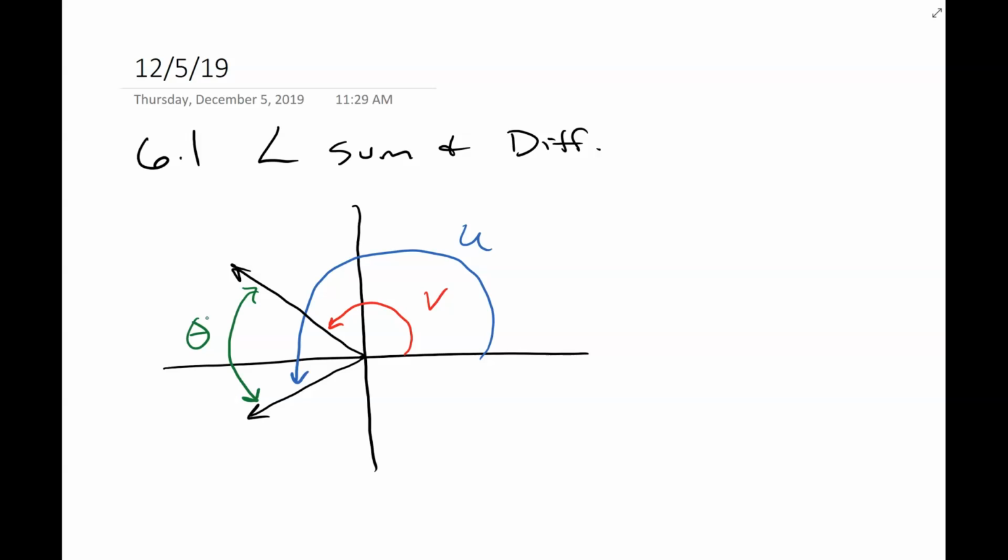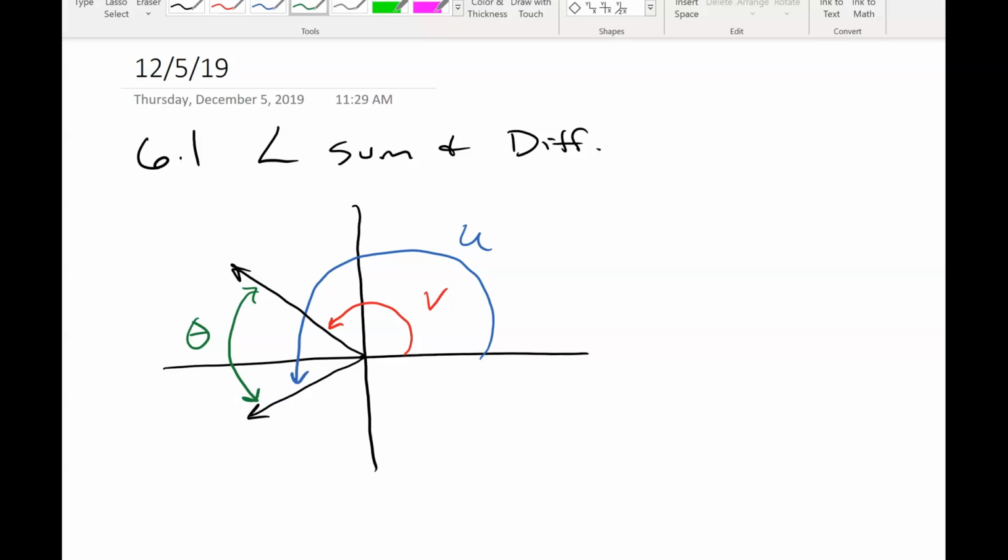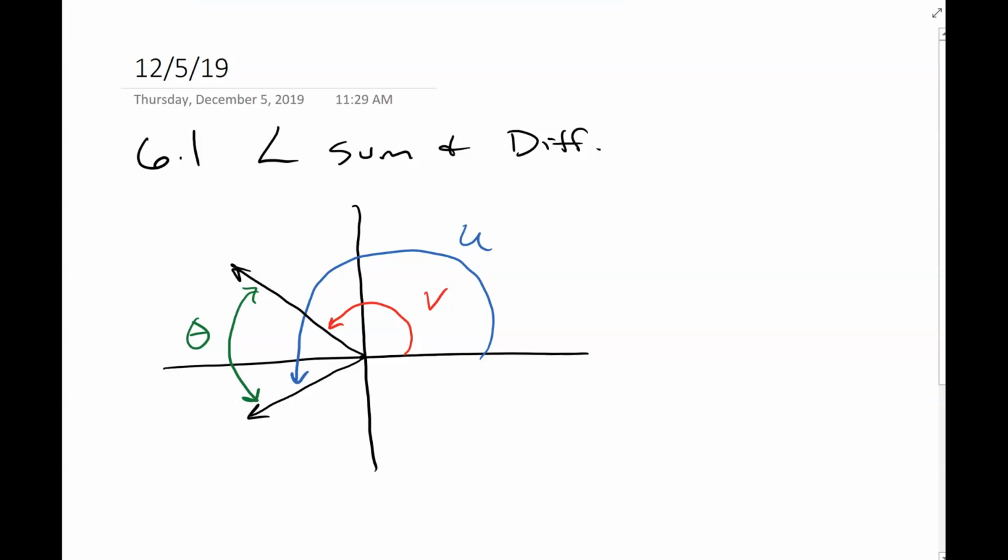So, looking at this picture, how can I relate U, V, and theta together? Is there an equation I can write that relates the three of these angles together? Theta plus V equals U. Okay, I'm going to write it. That's true. I'm going to rearrange that, though, and write it as theta equals U minus V. Everybody's okay with that? Okay.